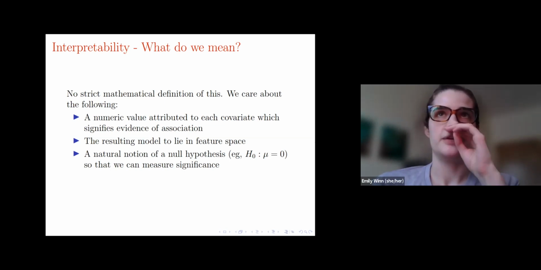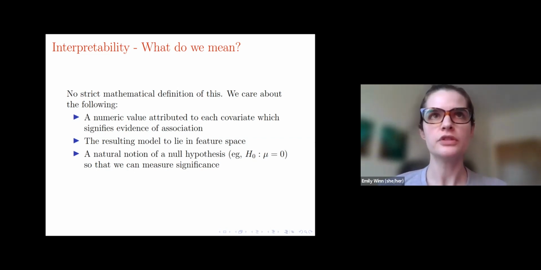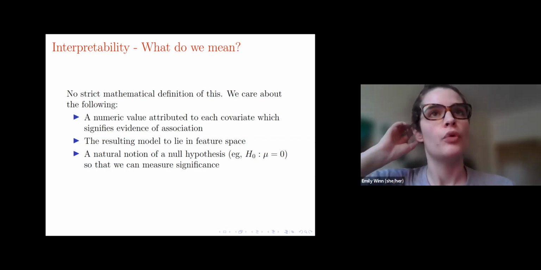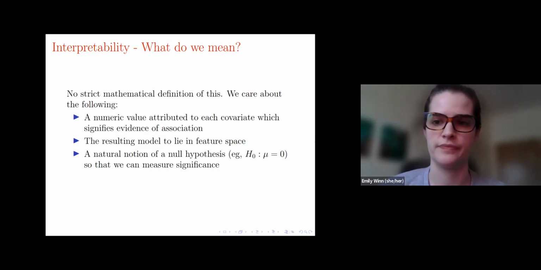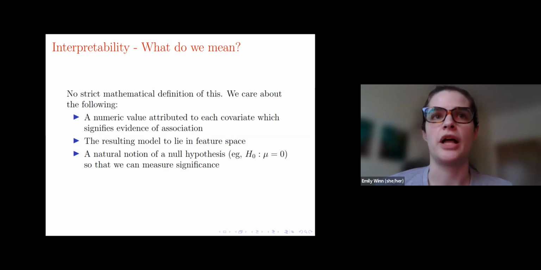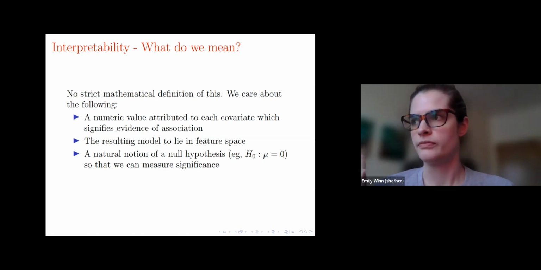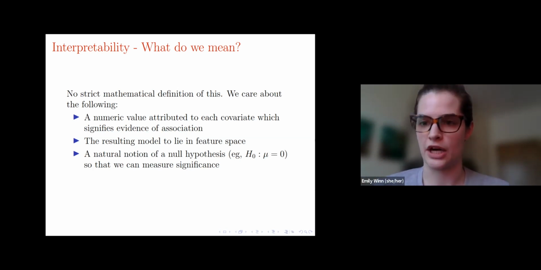And then in terms of interpretability, well, we don't have a strict mathematical definition of this. You hear this thrown around a lot. So we'll give what we care about. We want some sort of numeric value attributed to each covariate, which signifies some sort of evidence of association. We want this resulting model to lie in the feature space. So we want to be able to say this number goes with that covariate. And finally, we want some sort of natural notion of a null hypothesis, so we have a way to measure significance. It is great to assign numbers to covariates and to say, oh, this one's bigger than that one. But we still need a way to check ourselves that this actually means something.